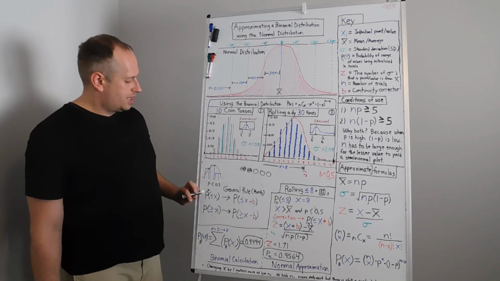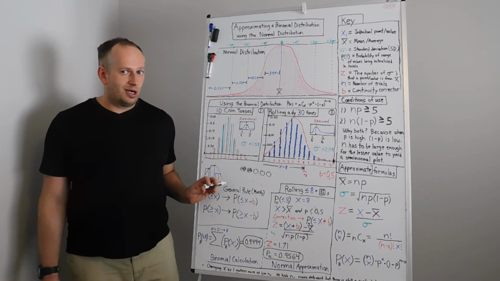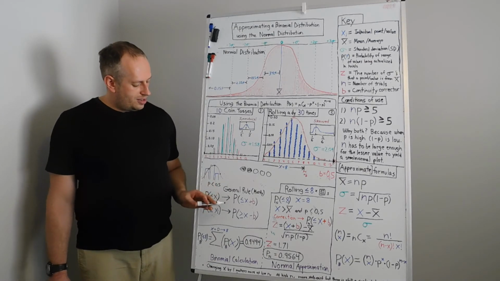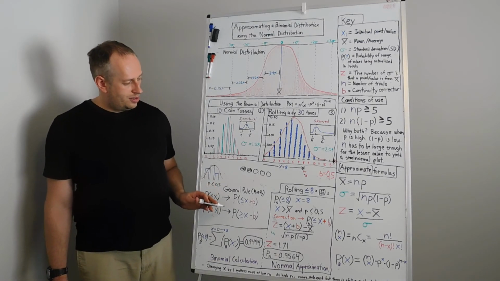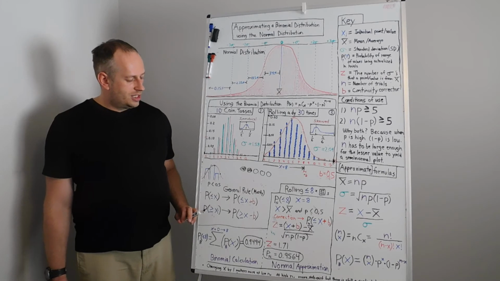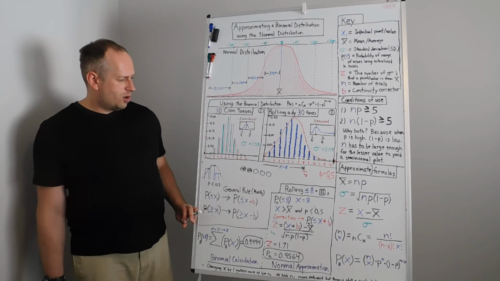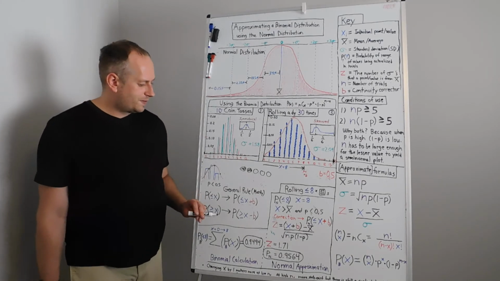Either way works. This is a pretty good rule. I spent a lot of time in Excel looking at this, and this actually really is pretty good. If you use 0.5, it's more accurate in I think almost every situation I looked at.